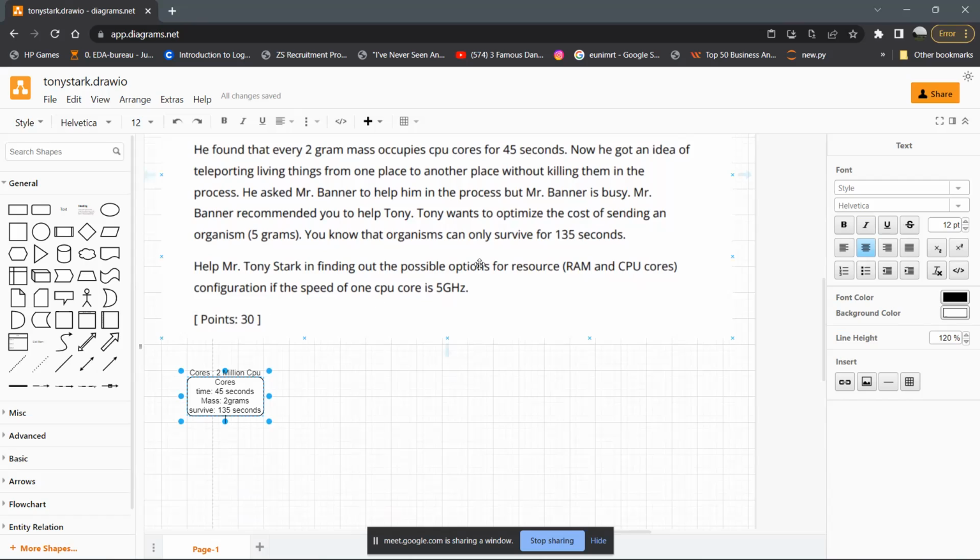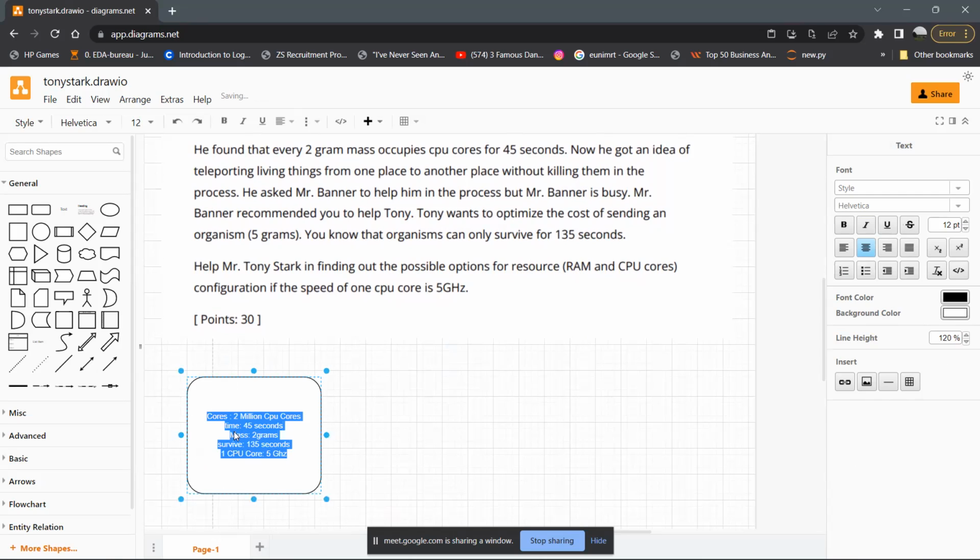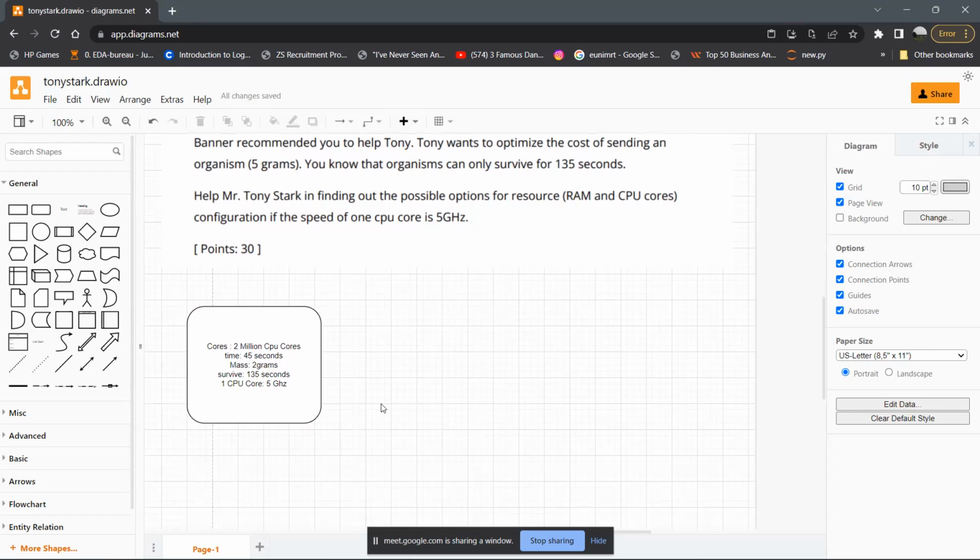In the last year he told us we have to find out the possible options for resource optimization, given the speed of one CPU core. So he told us that one CPU core speed is 5 gigahertz. So this is the information we are given.